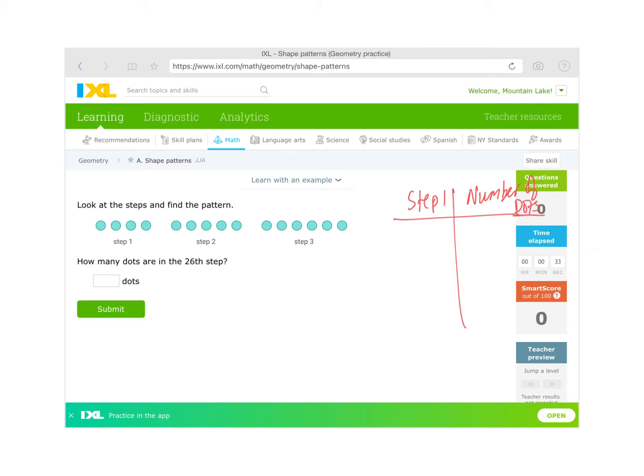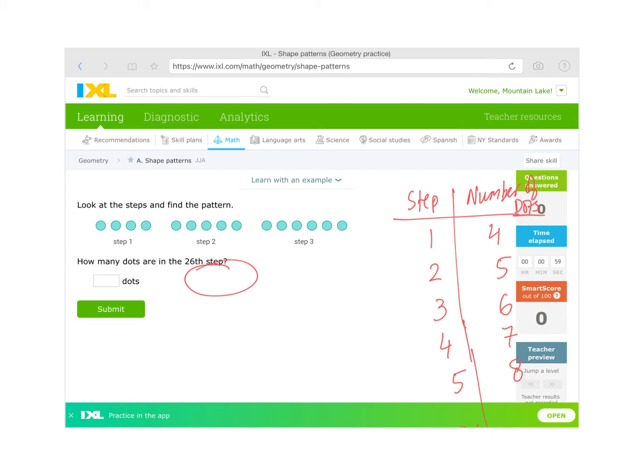So step one, and let's keep this as step. So step one has 4 dots, step two has 5, step three has 6, then 7, and then 8. But we want to predict what is happening at the 26th step. So there are different ways to solve this.